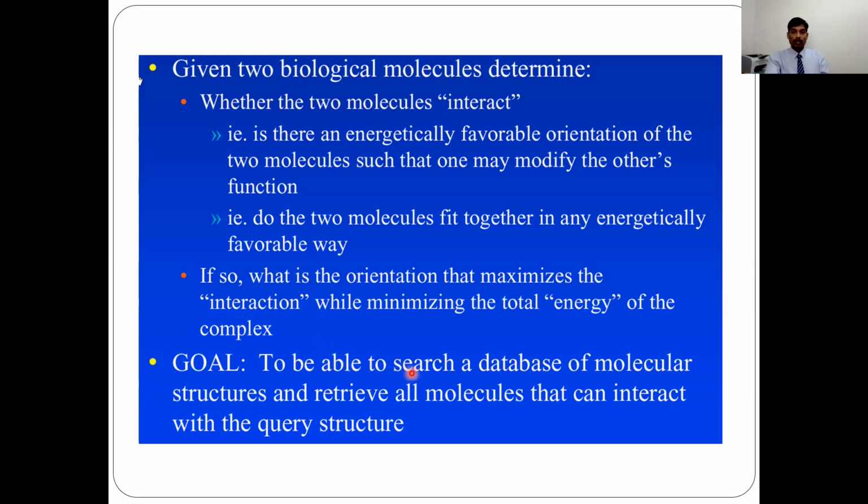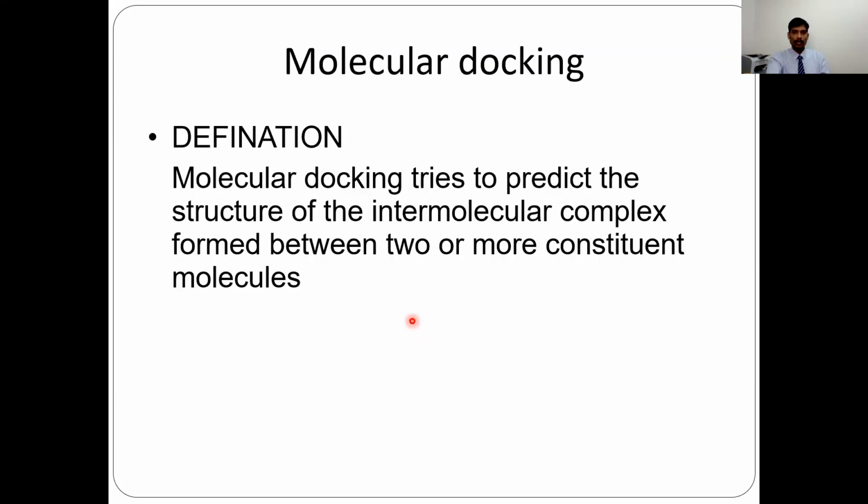To be able to search the database of molecular structures to retrieve all molecules that can interact with the query structure, we need to have a database of molecules and work with a structure to see how many of those are able to bind in an in silico model. That comes with molecular docking. Molecular docking tries to predict the structure of the intermolecular complex formed between two or more constituent molecules.